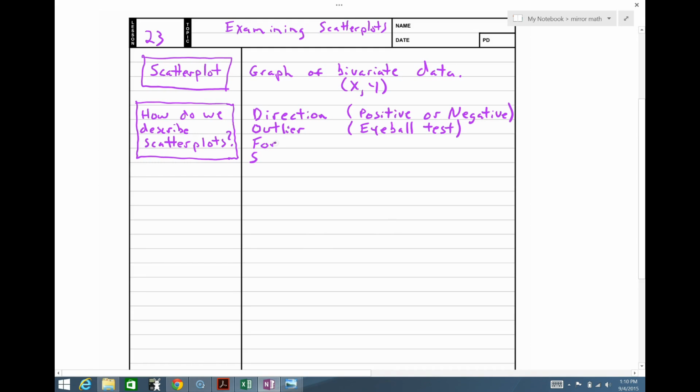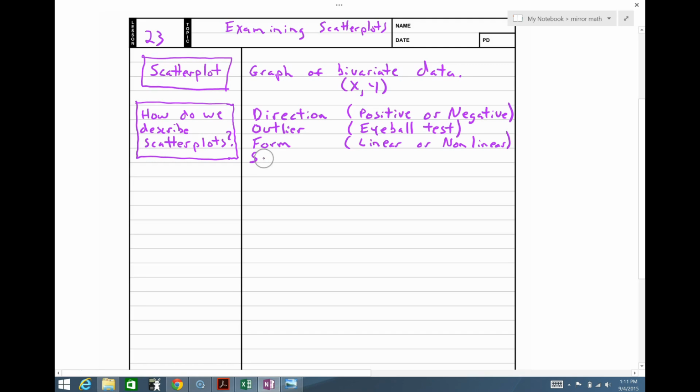Form. For our purposes right now, we're only going to have two forms we will talk about: linear or non-linear, that is everything else. And when I say linear, I don't mean what we mean in algebra, falls in an exact straight line. I mean it's going to represent a general linear pattern, and we'll see an example here in a second.